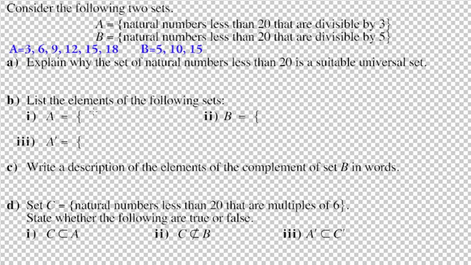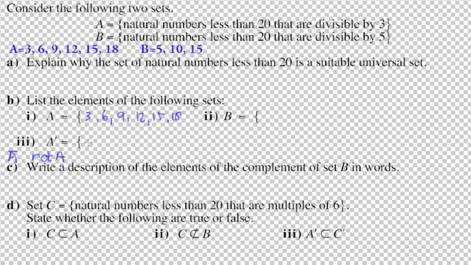List the elements of the following sets. Well, set A, already listed it up here, but what the heck, we'll write it again. The set A is 3, 6, 9, 12, 15, 18. Now, A prime, also written not A or sometimes A with a bar over top, means the negation of A, all the things that are not in this set. So that would mean all the numbers that belong to our universal set that aren't in here.